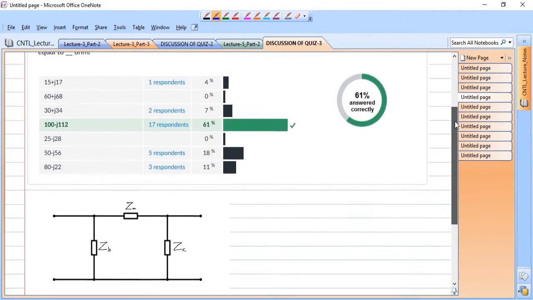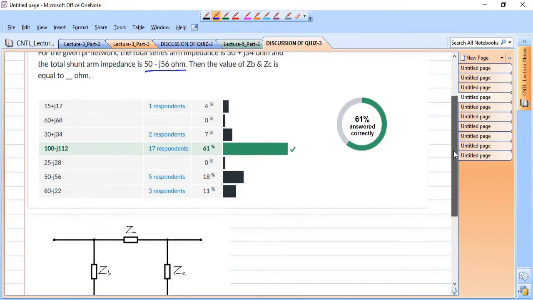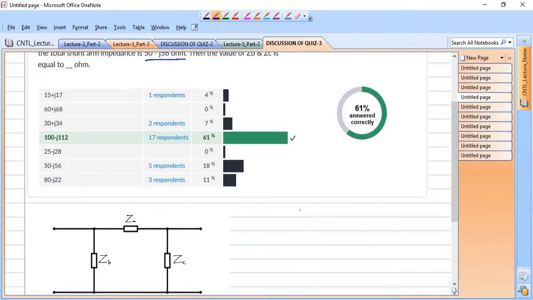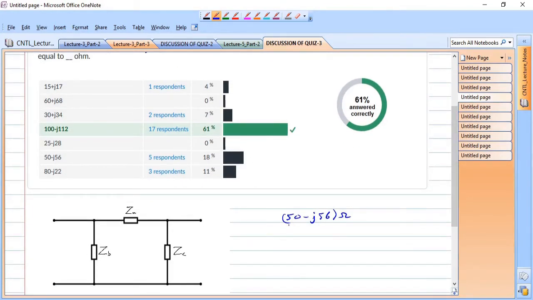So for the same pi network, we are asked what is ZB and ZC, the shunt arm impedances. The total shunt arm impedance is given as 50 minus J56 ohm. Okay, so we have the elements in parallel. So we need the total shunt arm impedance to be equal to 50 minus J56 ohm. So what should be the impedance of each of these shunt arms, that is ZB and ZC? It should be equal to twice of this one.